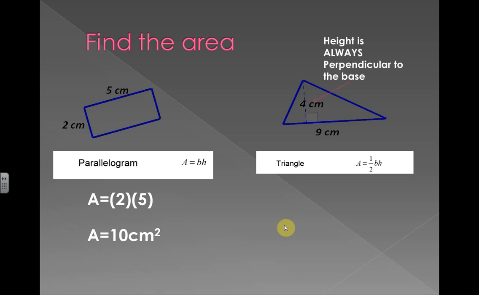I just want to remind you that the height is always going to be perpendicular to the base, meaning that there's going to be a right angle here. You always need to stand up straight, right, when you're getting yourself measured. So you always need to have it perpendicular to the base. It won't be like this slanted height or anything like that. And then we just substitute the values in.